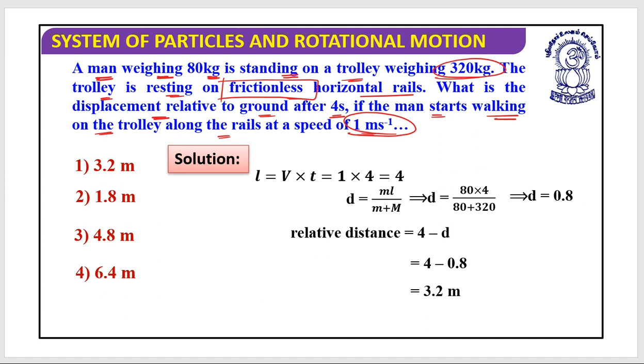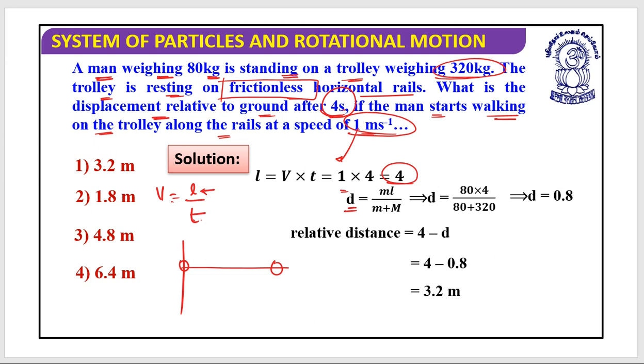So what I can understand is speed equals distance by time. So that could be written as distance equals v into t. What was the speed of the person? It was 1 meter per second. For how much time has it traveled? 4 seconds. So the distance traveled is 4. So when I consider the distance, that could be written as something like this.